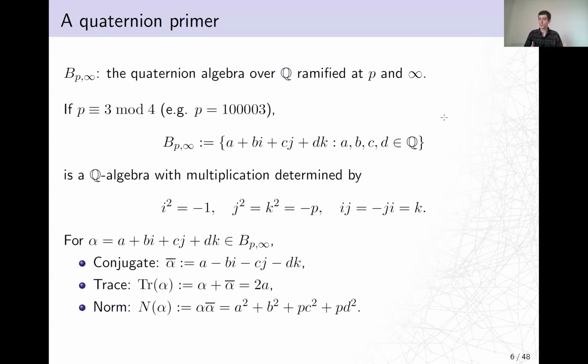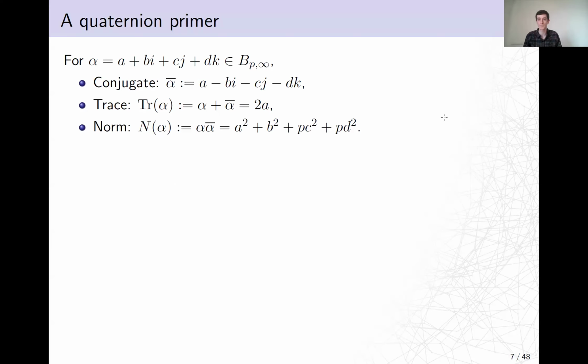There are a few primitives, a few basic notions that we can define on the elements in B_{p,∞}. We can take an element alpha and conjugate it. This just means negate the i, j and k components. We can compute its trace, which is alpha plus alpha bar. It's just twice the real part. And we can compute the norm, which is alpha times alpha bar. And this turns out to be a rational number given by a squared plus b squared plus pc squared plus pd squared in this particular case. Let's just move those to the top of the screen.